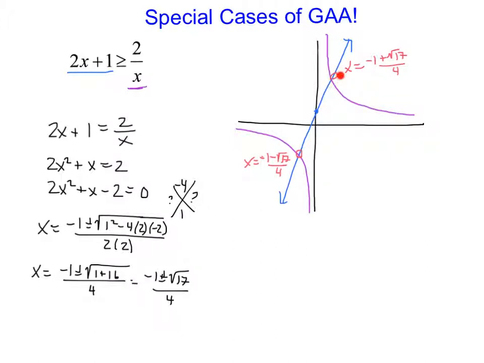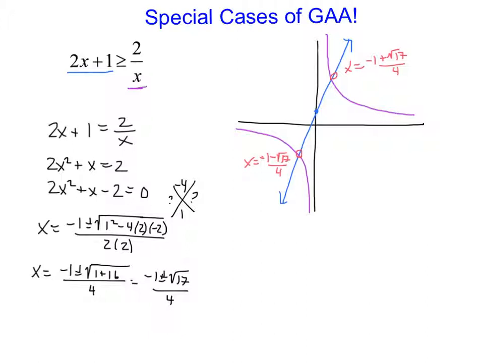I'm not actually interested in these intersection points from a coordinate perspective, so I don't need to plug it back in and get the y. That'd be a little bit icky to put root 17 in there. I'm interested in solving the inequality, so we're going to move on to graph, algebra, analyze. We're going to move on to analyze.